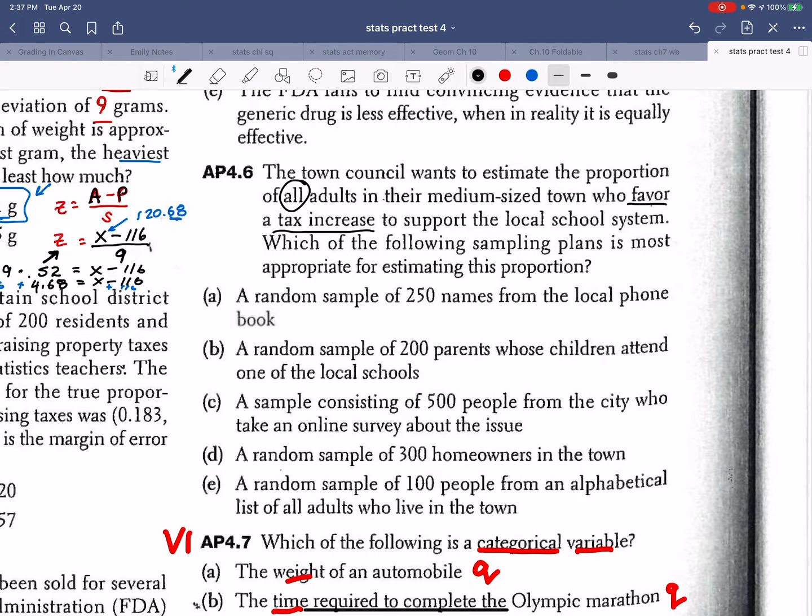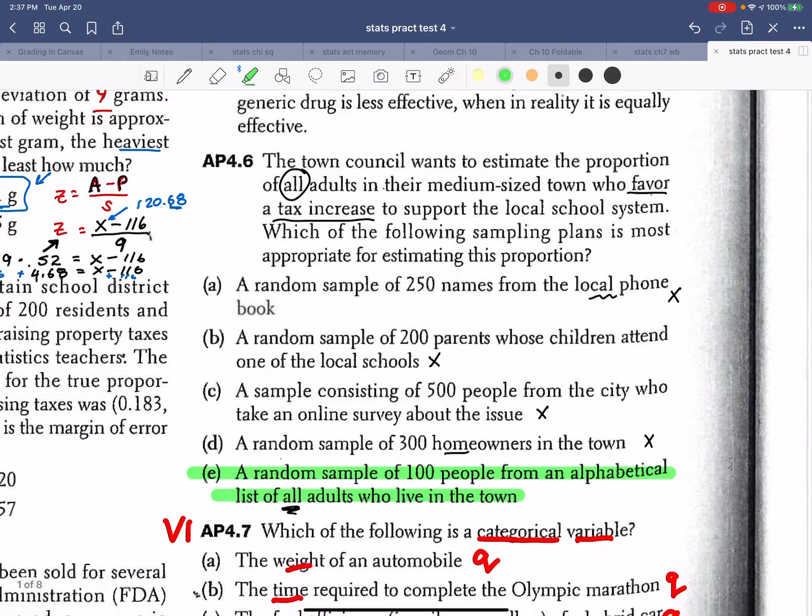So it doesn't say all registered or all voting adults, it says all. That means we can't take it out of the local phone book. We can't just do the local schools. We can't do an online survey. We can't just talk to the homeowners. We have to talk to all of them. So the last one would be the only way to really make an inference about the population, because in that list, everyone had an equal chance of being chosen because it was an all-inclusive list.